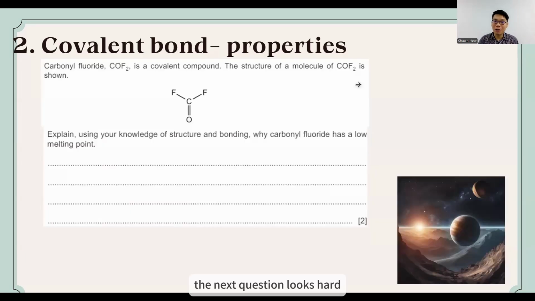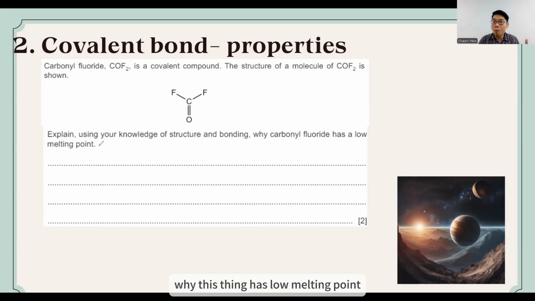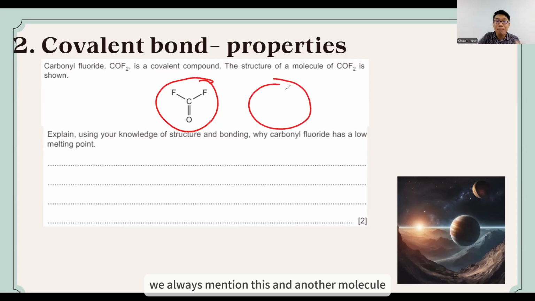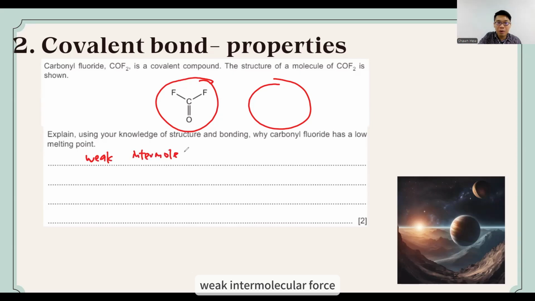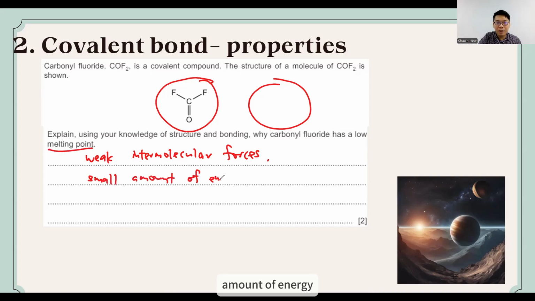The next question looks hard, but actually is still very simple. They say carbonyl fluoride. If it is something that is not in our syllabus yet, they will show you the structure, which is CF2O. They say it's a covalent compound and then ask you to explain, using your knowledge of structure and bonding, why this has a low melting point. So whenever we involve covalent structures, we always mention that between one molecule and another molecule, the attraction forces are weak. So it just says weak intermolecular force. Why do weak intermolecular forces cause the melting point to be low? Because a small amount of energy is needed to overcome the forces.